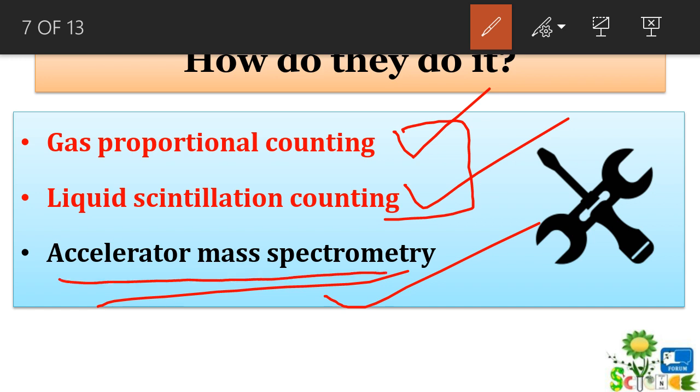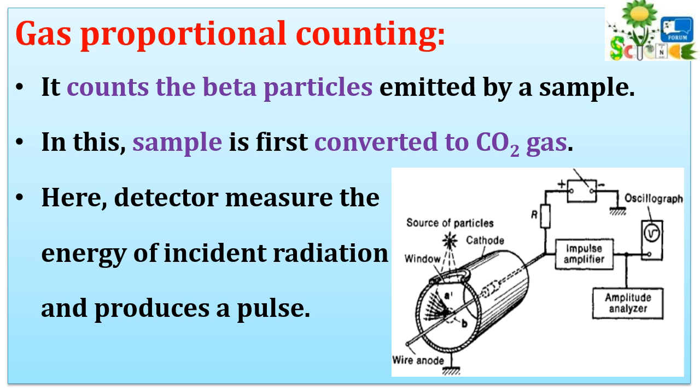In accelerator mass spectroscopy, the various isotopes of carbon, carbon-12, carbon-13 and carbon-14, are counted and detected, whereas in the first two, the beta particles from carbon decay are counted.